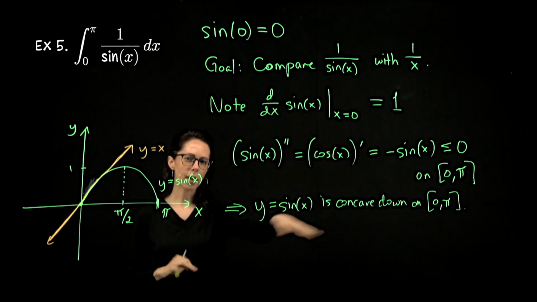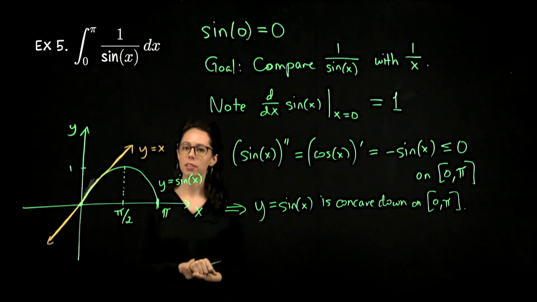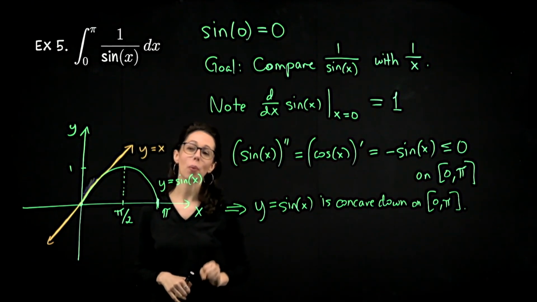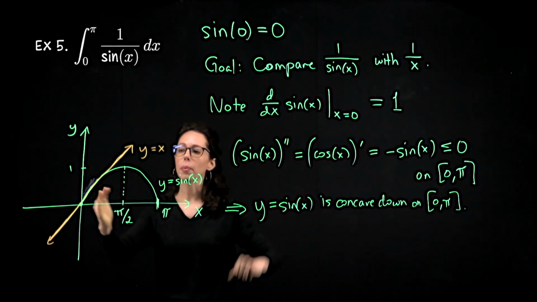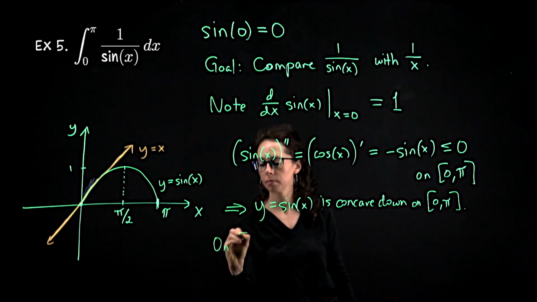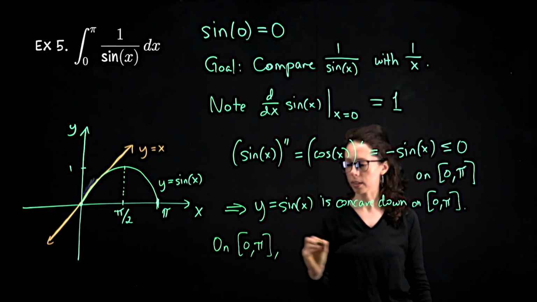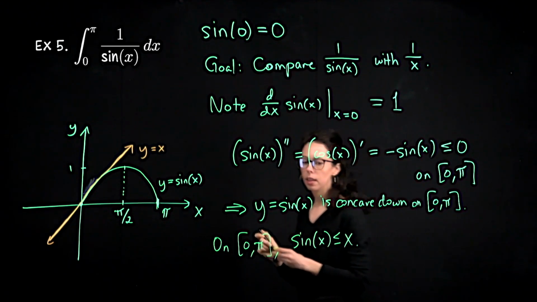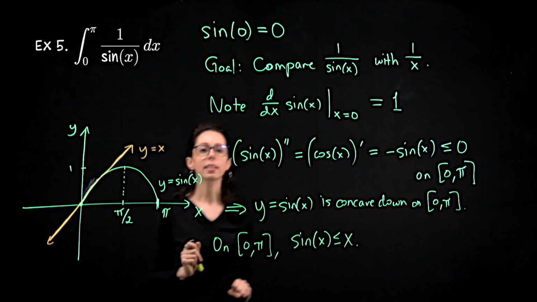This is just me trying to justify algebraically that this picture is correct. But if you were to just graph this, you could set up the comparison that we're going to make. So just trying to give you on paper how you can work out that this is the correct way to relate the function y equals x and the function y equals sine of x. So now that we know that we're bending down under the tangent line, we can say that on the domain in question, sine of x is less than or equal to x.